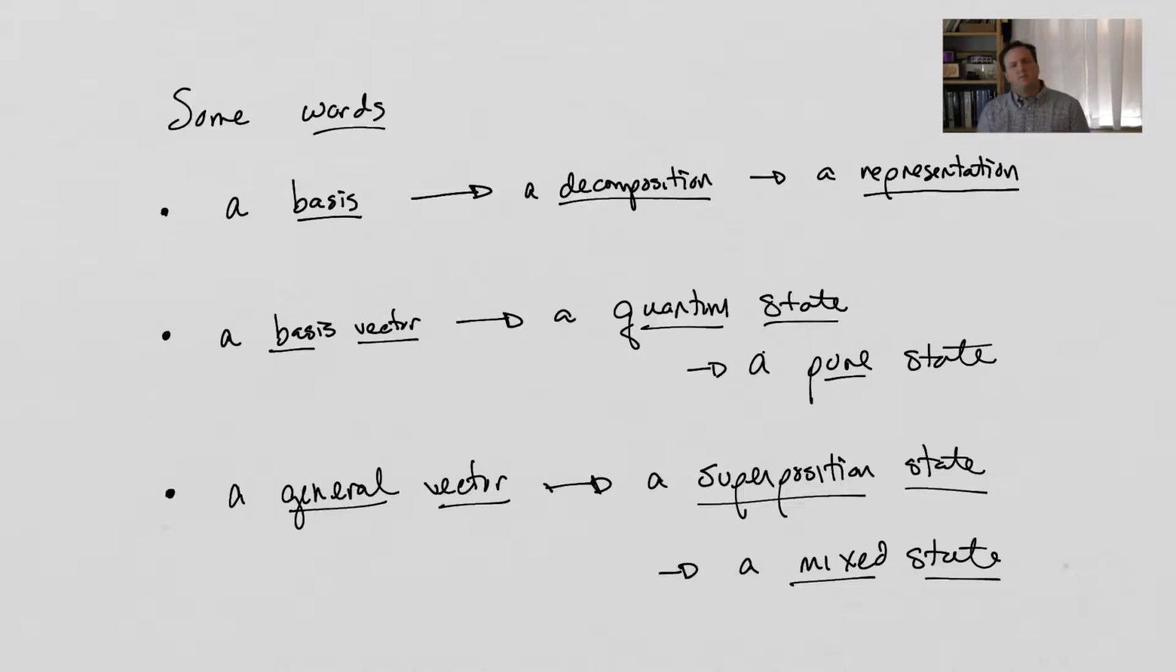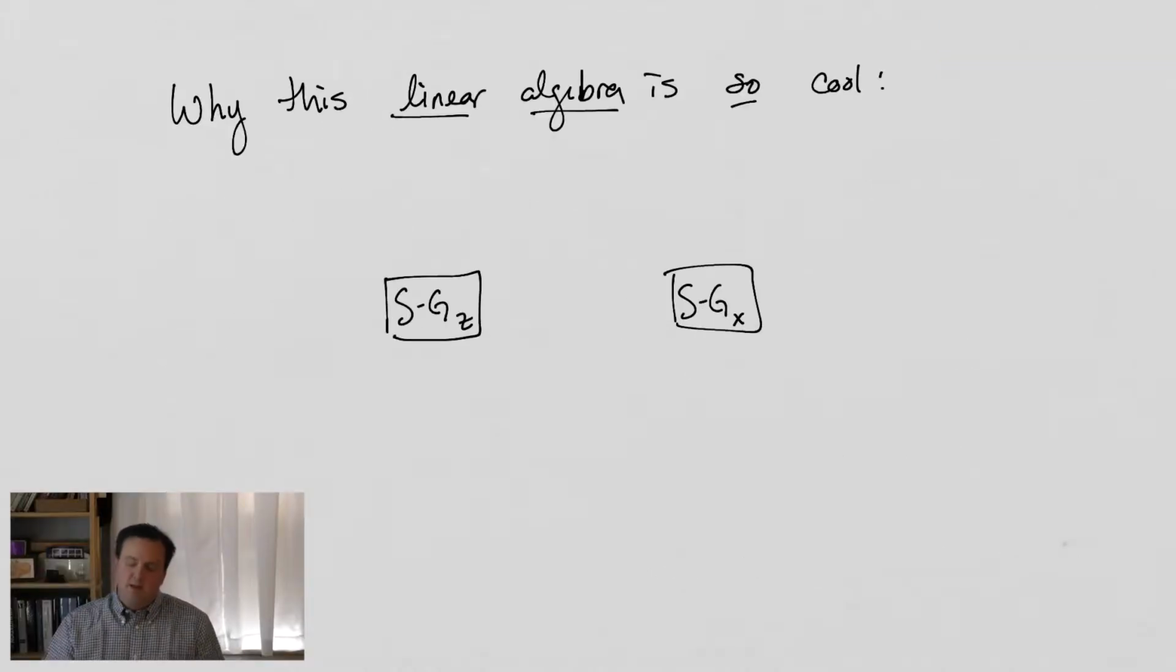And so these are just some of the words that you'll see as you piece together how this is actually going to work. But let's spend the rest of our time on this video thinking about why this is so cool. Now I want to go back to that idea we talked about at the end of the last video, where the Stern-Gerlach experiment in the z direction defines a particular basis for this 2-dimensional system.